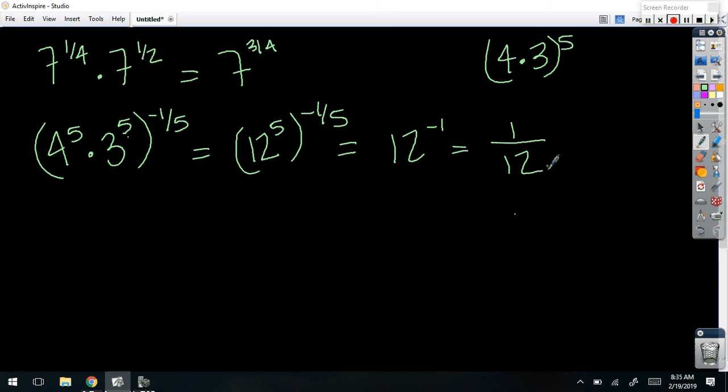I thought you would add the 5. Why did you make that 5 roll? You can only add the 5s if the bases are the same. The bases are not the same.